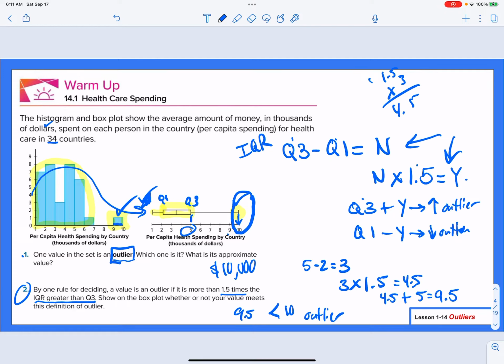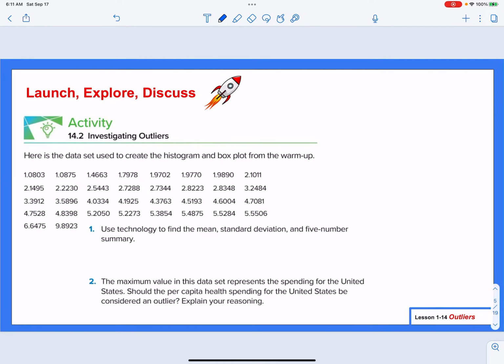But you still have to decide what to do with that value and what it means, because it's here for a reason. Someone collected information about the amount of money spent on people. So why is that there? Is that a mistake? Is that accurate? Those are the statistical questions that we have to answer when we find things like this in our math work. Okay? So that's what we're looking at today.